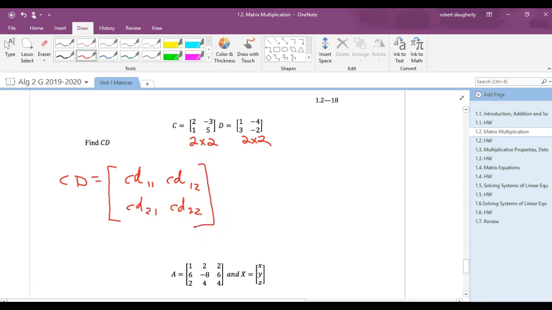So those are the elements that are in that matrix. I use this because this helps me to figure out what row and what column. So this first number here is going to be row 1 of C, column 1 of D. So that's going to be 2 times 1 minus 3 times 3. Now the next element is the first row of C with the second column of D. So that's 2 times negative 4 minus 3 times negative 2.